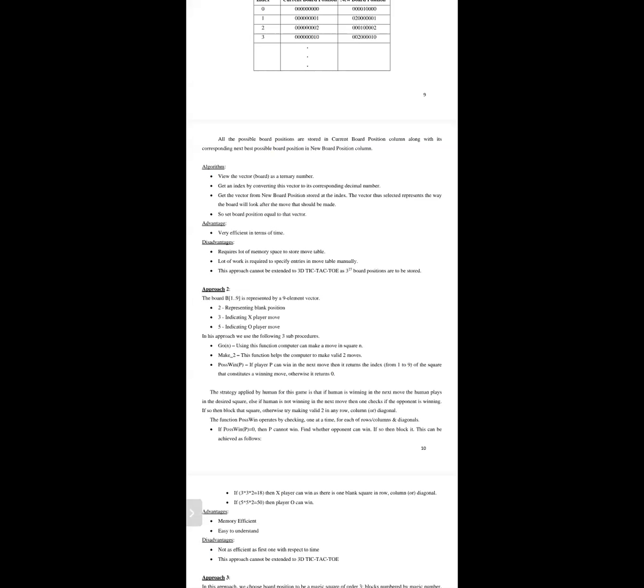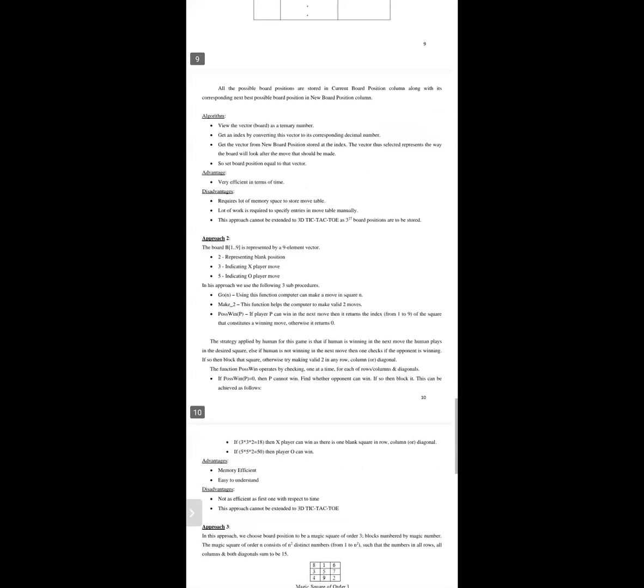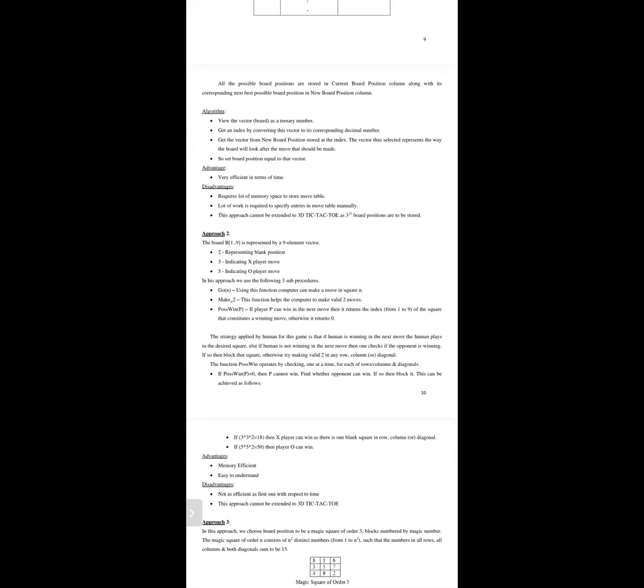Go off means the computer will make a move using the function. Next one, Make2 means this function helps the computer to make a valid 2 move. If it wants to make 2 moves, then Make2. Next one.